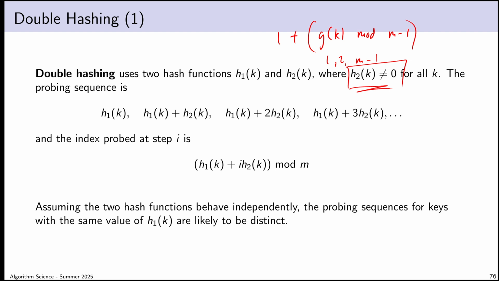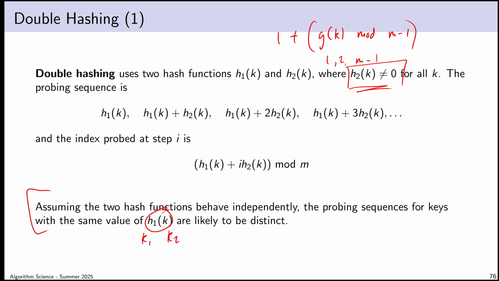Your second hash function must always be not equal to 0. It can be anything else. Ideally, it is a good hash function, so it distributes things uniformly, but it never will evaluate to 0. So uniformly among 1, 2, 3, 4, up to m minus 1. Now, if we assume that we've chosen two hash functions that are independent from each other, that is, they don't have any strong correlation in behavior, then I should expect, even if I have two keys that cause a collision in h1, so if both k1 and k2 have the same hash value, then I should expect they do still get different probing sequences.